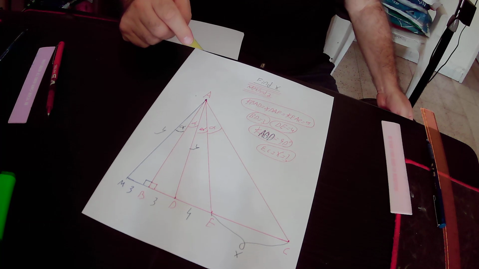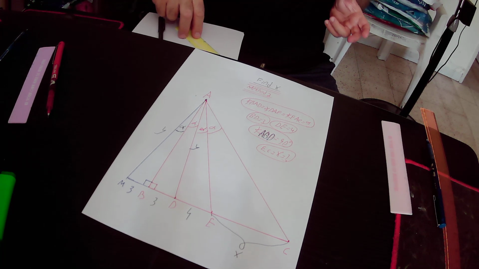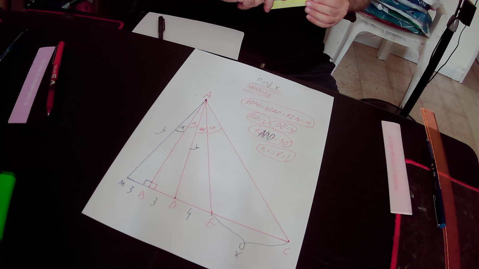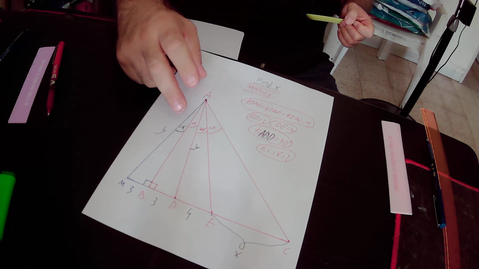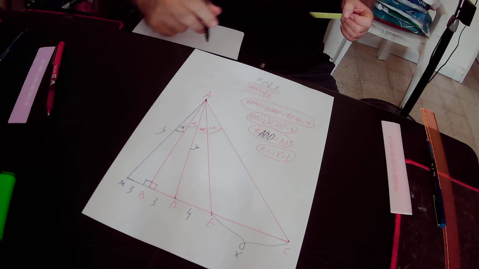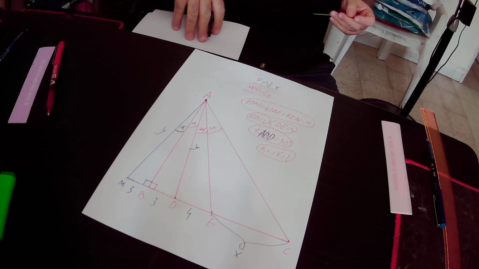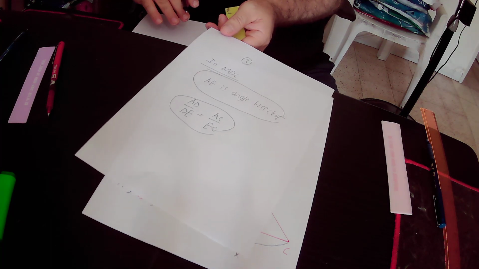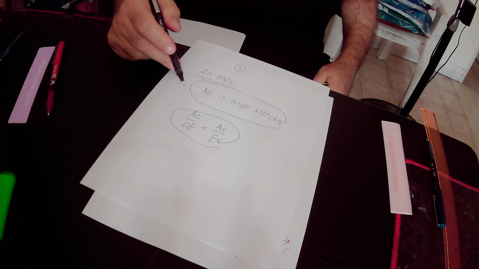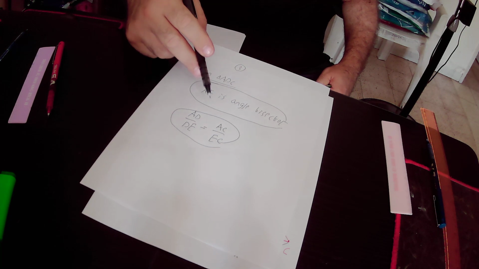Therefore, according to the rule that is related to angle bisector, the following relationship exists between the sides of triangle ADC with the angle bisector AE. AD over DE must be equal to AC over EC.